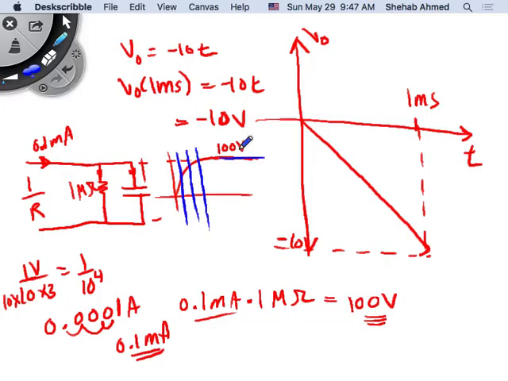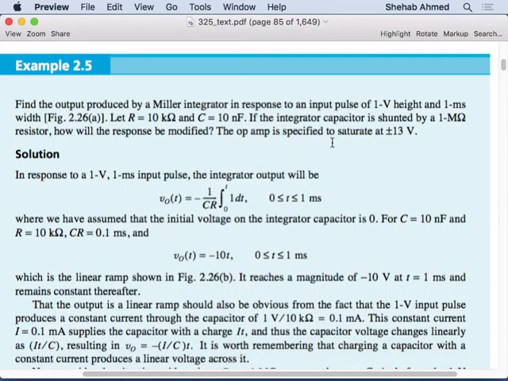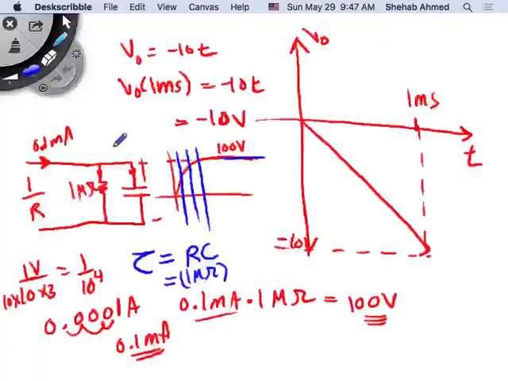So I want to know what the time constant of my circuit is now. What is the time constant of this circuit? RC, right? Which R? This 1 mega ohm. Which C? The C value is 10 nanofarads. What's 1 mega ohm times 10 nanofarads?